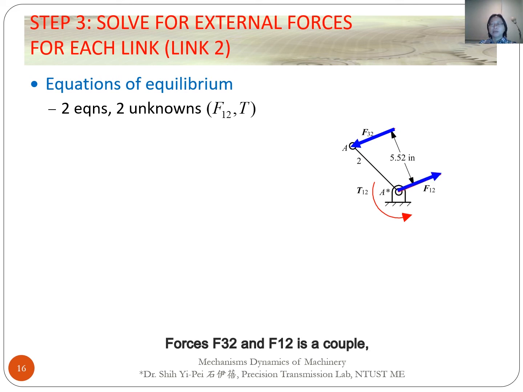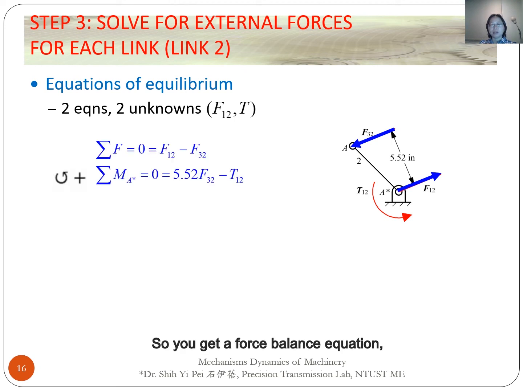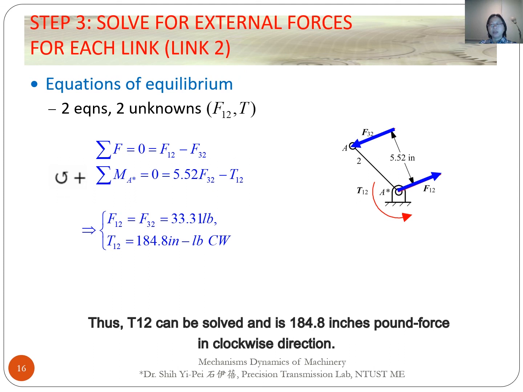Forces F32 and F12 form a couple. They are parallel and in opposite directions. The distance between them is 5.52 inches. So you get the force balance equation F12 equals F32, and you can express a moment balance equation referring to point A star. Thus, T12 can be solved and is 184.8 inch pound force in the clockwise direction.